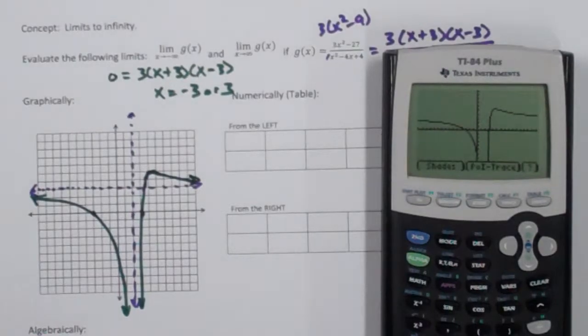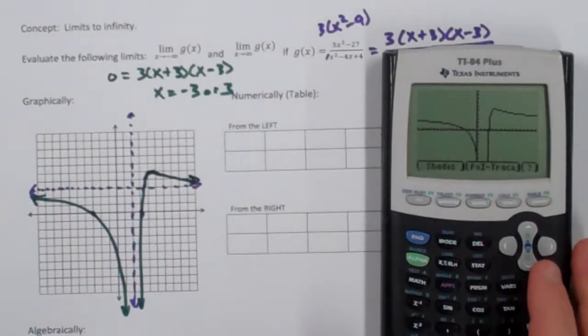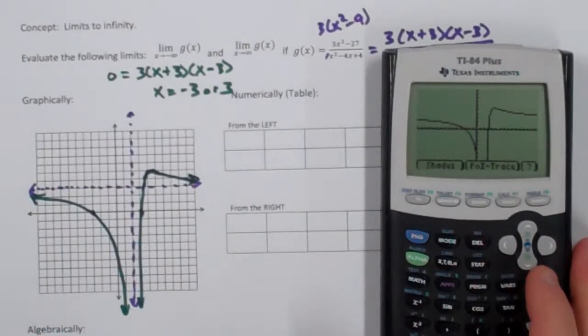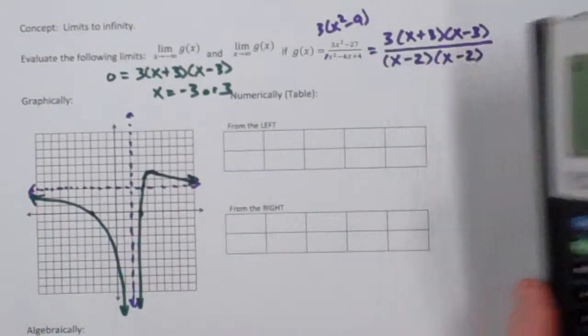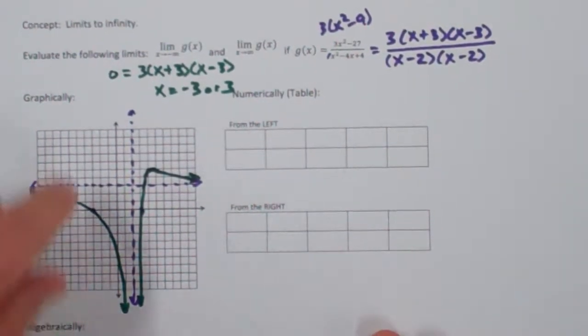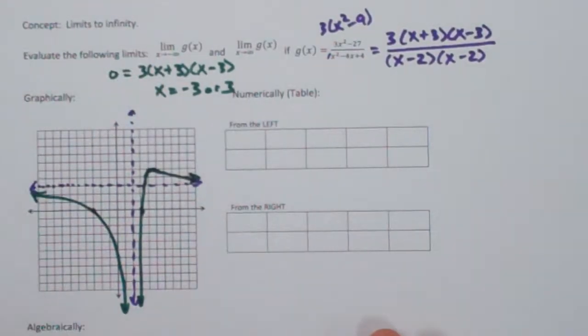Doesn't really look like the parent function 1 over x too much, but we've graphed it with our asymptotes, and we can see what's happening with the graph in kind of a more basic fashion. So if we want to evaluate the first limit up here at the very top, the limit as x approaches negative infinity.